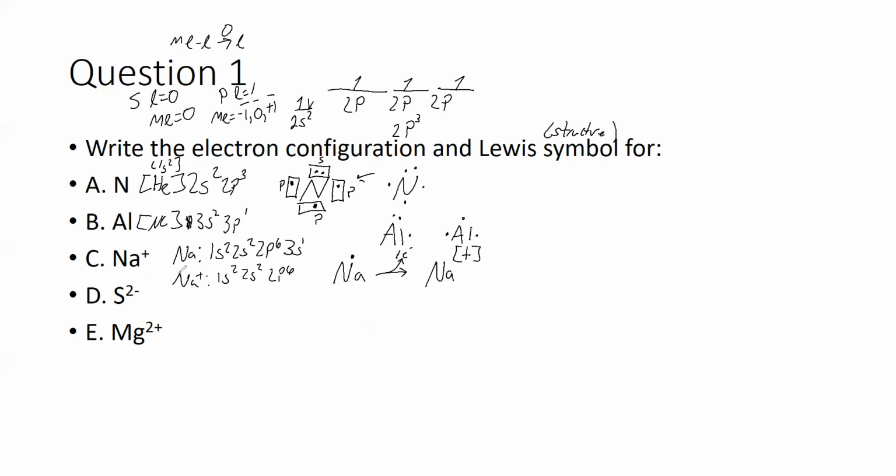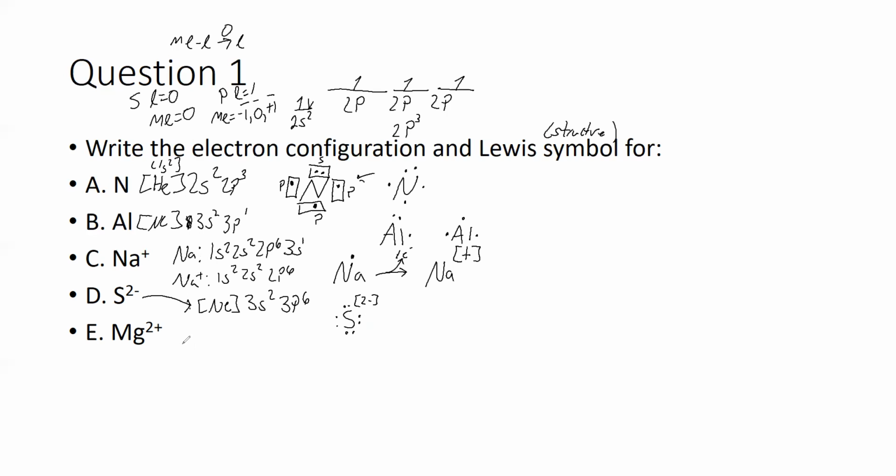So sulfur 2 minus, the electron configuration of sulfur 2 minus, which is right here, would be neon 3s2 3p6. So sulfur, and then you have to write the charge in the top there. Usually you want to put it in brackets. And it has 8 valence electrons, so we write 8 dots like that. That's a Lewis symbol for sulfur 2 minus.